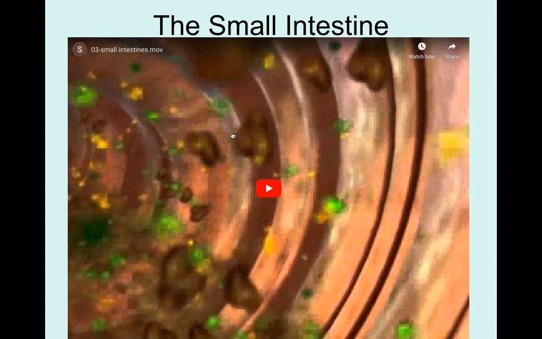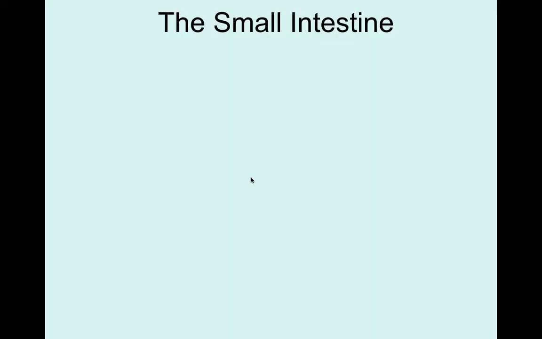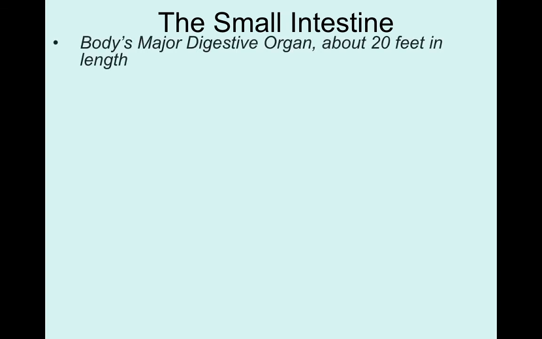It's going to talk more about the small intestine and what is actually going on in the small intestine to help you understand the next part of this lecture. Okay, so our small intestine is the body's major digestive and absorptive organ. It is about 20 feet in length, give or take a little bit. This is where your digestion is completed.